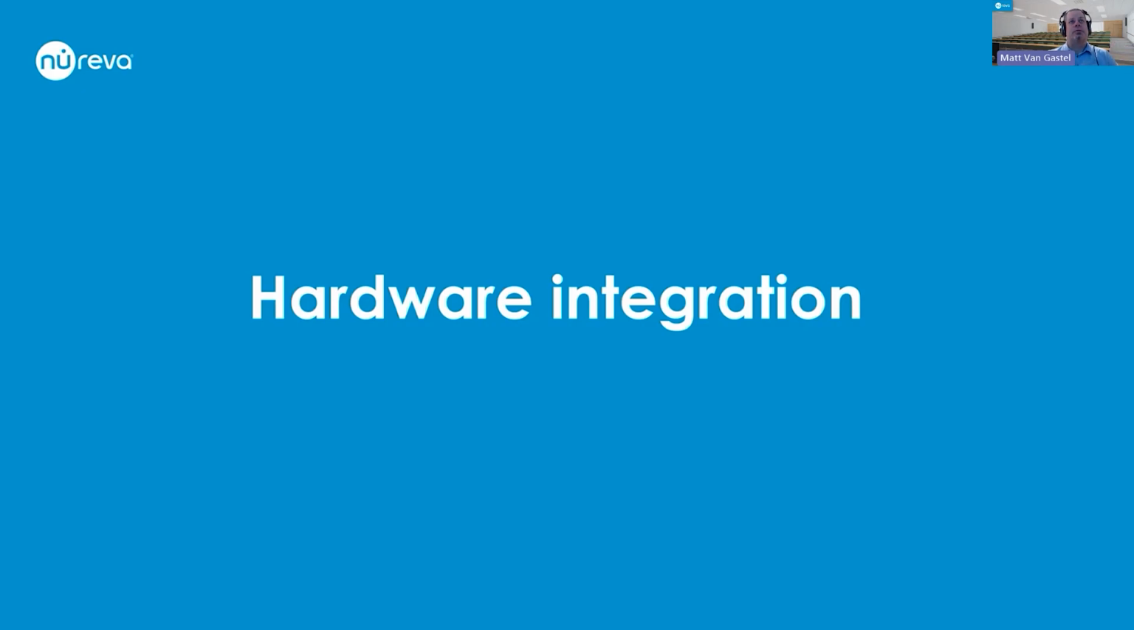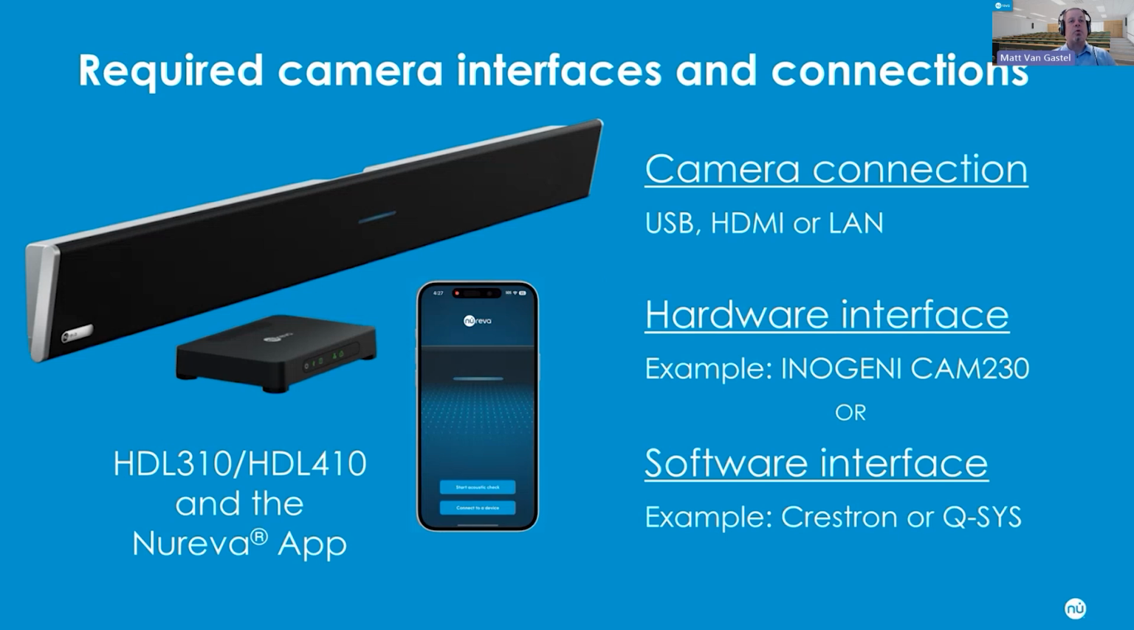First thing I'm going to touch on, though, is the actual hardware integration. The equipment required for successful camera integration is as follows. You'll need an HDL310 or HDL410 device. Here you can see pictured the HDL310. Of course, the 410 adds a second bar and enables larger rooms. You'll need access to the Nureva app via mobile device or browser connection. I'll touch on that a bit more in a minute.